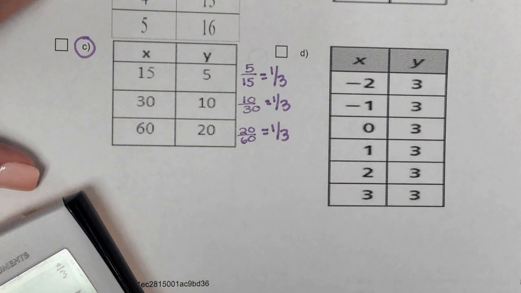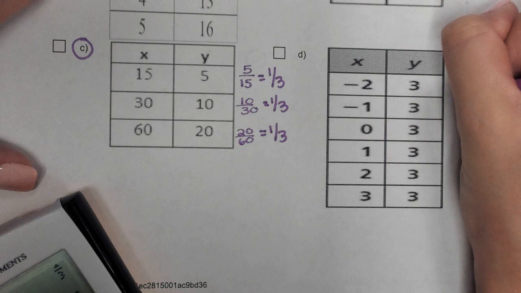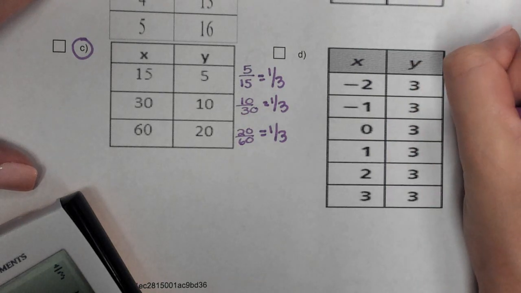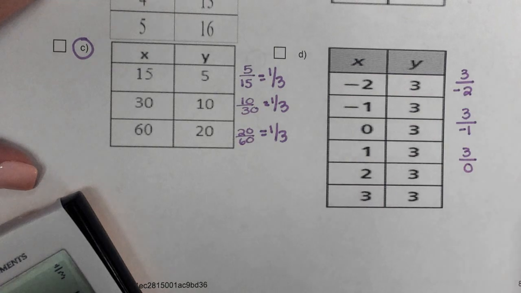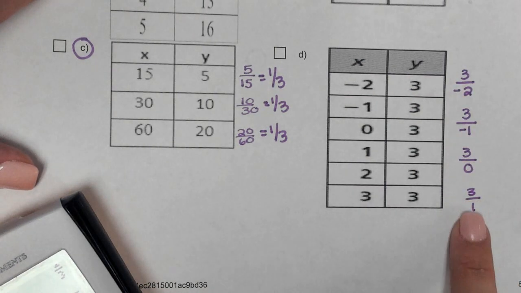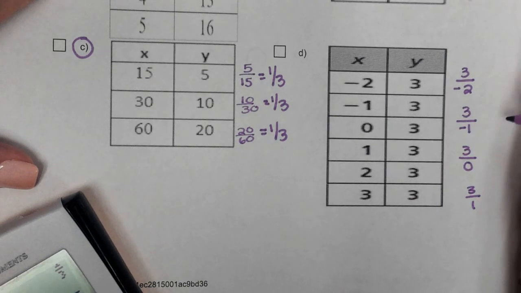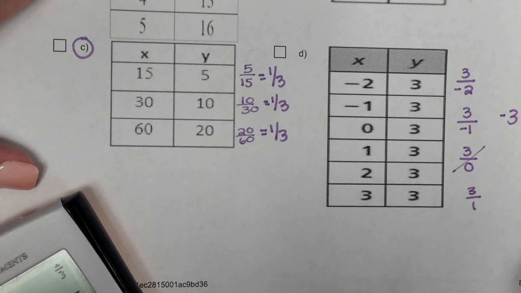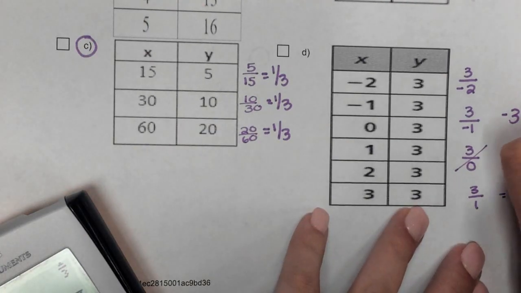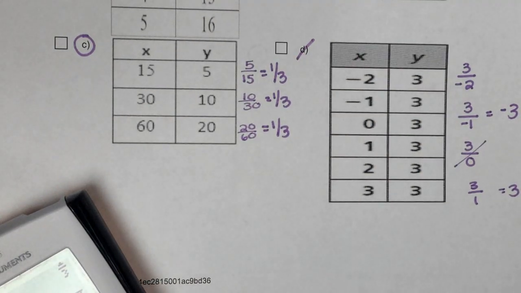If I was to try this one, take the y, 3 over the x, which is negative 2, 3 over negative 1, 3 over 0, 3 over 1. I know that these numbers are not all going to equal the same because you're dividing them by something else. This number is negative 3. This one is an error. You can't even divide by 0. This one equals a positive 3. So it's not going to be D.